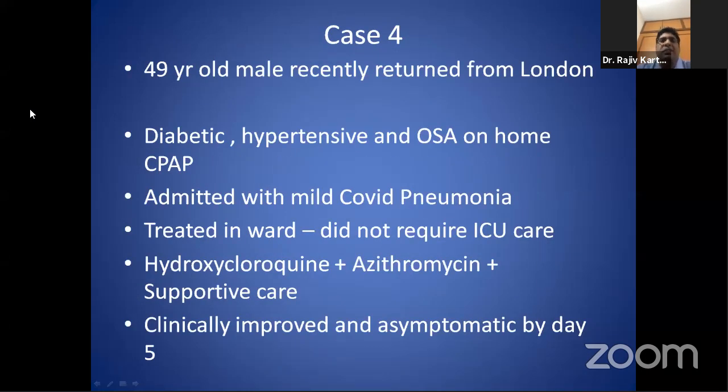So this is a 49-year-old male who has recently returned from London, and he's diabetic, hypertensive, and has obstructive sleep apnea on home CPAP. He was admitted with very mild disease. He tested positive. He was treated in the ward and did not require to go to the ICU. He got some hydroxychloroquine and azithromycin for 5 days, and supportive care. He clinically improved and became asymptomatic by day 5.